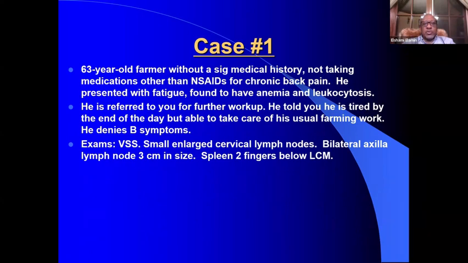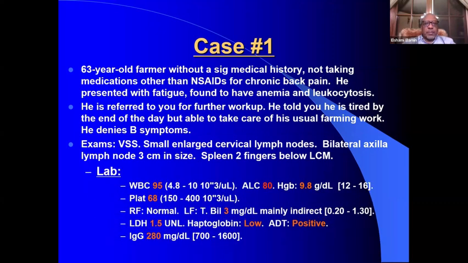There are small and large cervical lymph nodes, bilateral axillary nodes 3 centimeters in size, and spleen 2 fingers below the left costal margin. So here the lab. Please focus with me on this, because this is going to be a case. This case is going to follow up to the end of the presentation, and we learn from it.